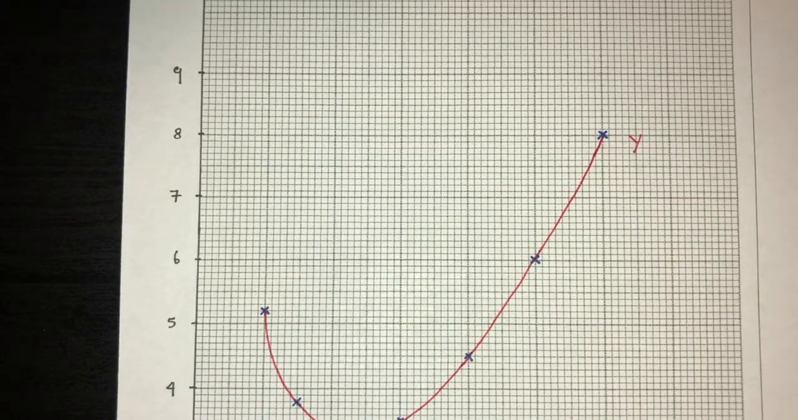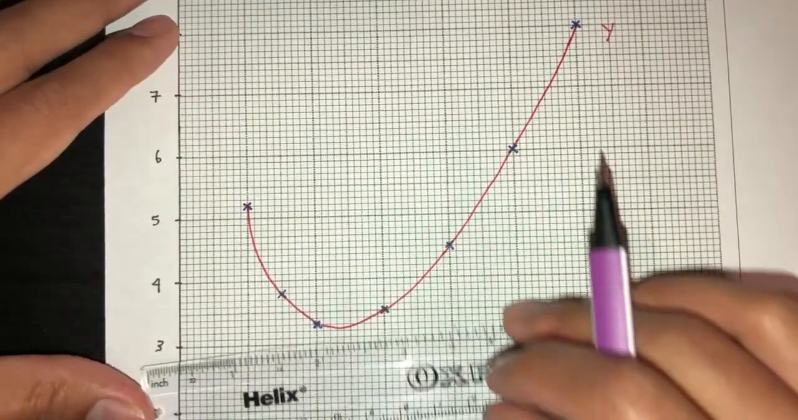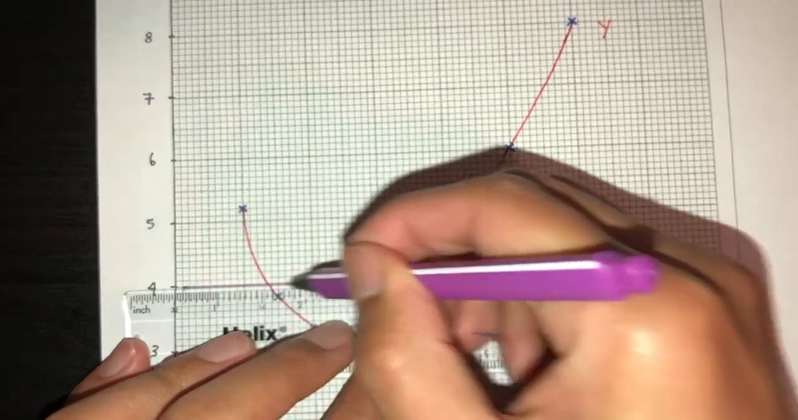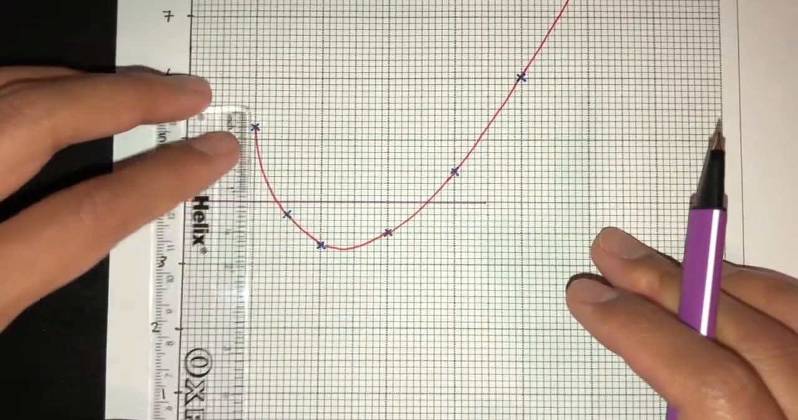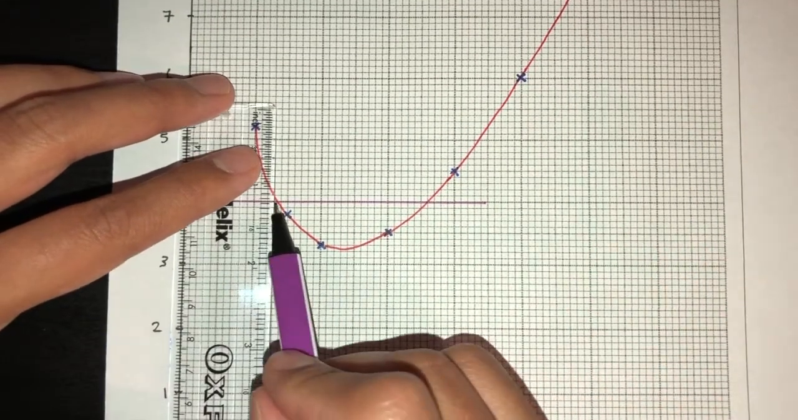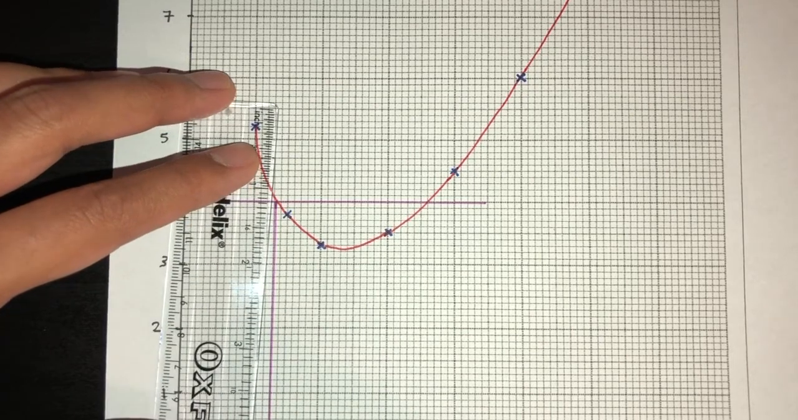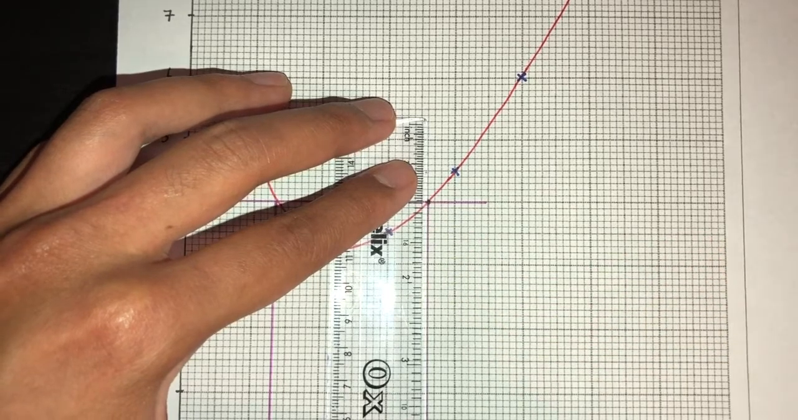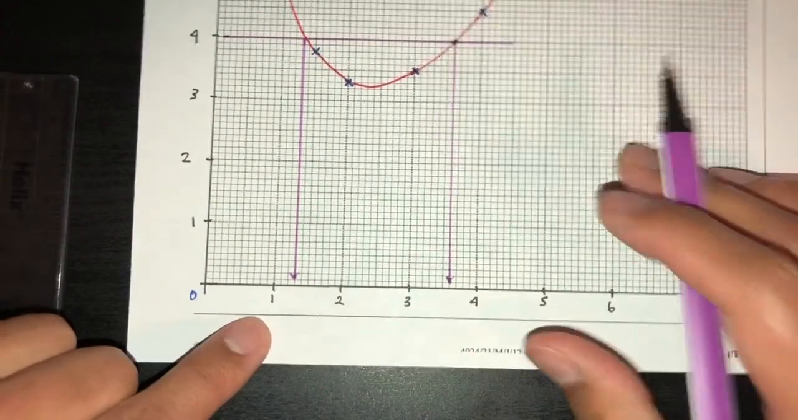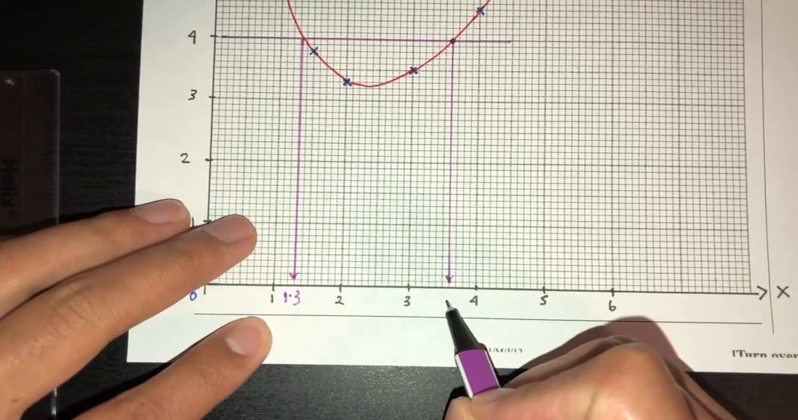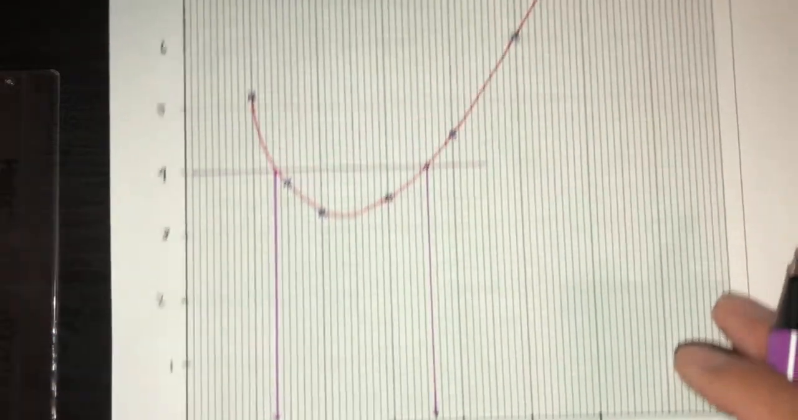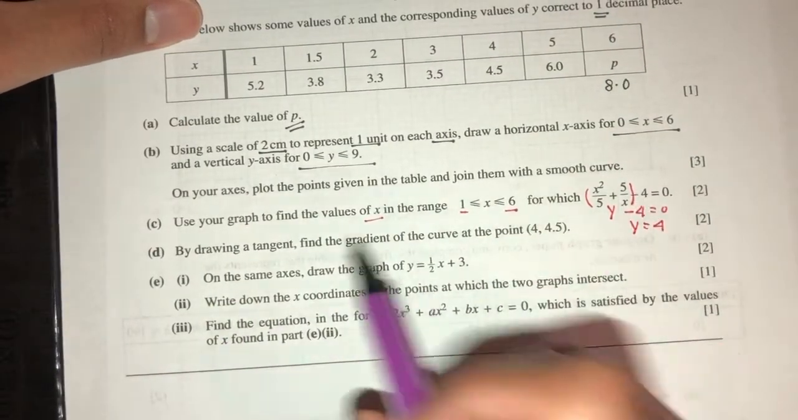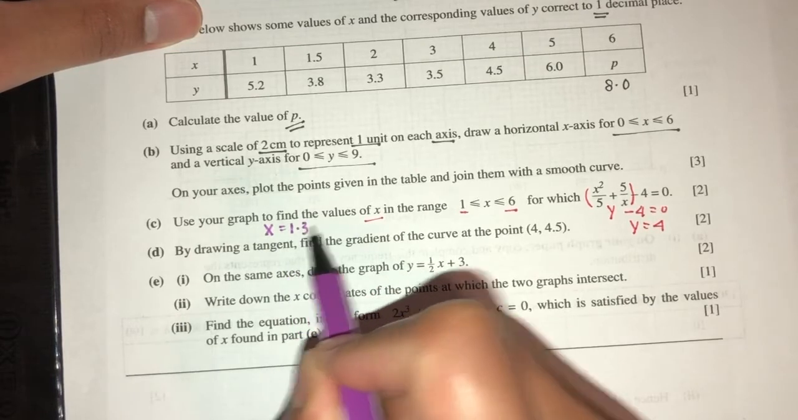So y equals 4 will be from this point. We have to draw this line, y equals 4. As you can see, it cuts the curve at 2 points. The first point will be this one, and the second one will be this one. So that will be the two values of x. x will be 1.3 and 3.6. So the values of x in this range are 1.3 and 3.6.